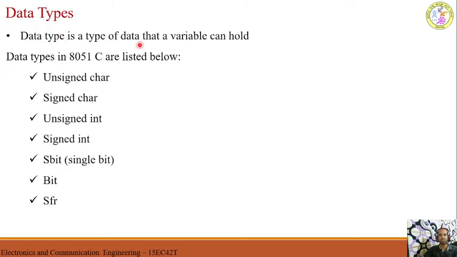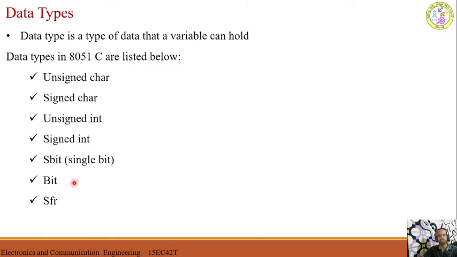Next is the data types. A data type is a type of data that a variable can hold. So this is the definition of the data type. These are the different data types supported by C programming: unsigned char, signed char, unsigned int, signed int, sbit, where s stands for single, also called SFR bit, and bit as well as SFR.